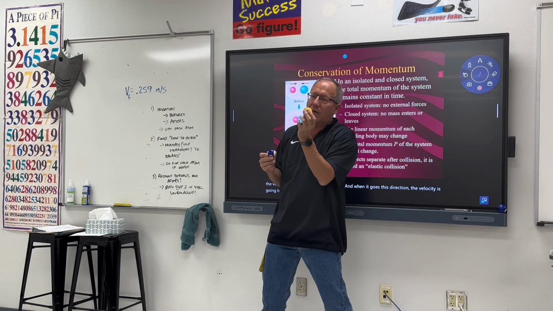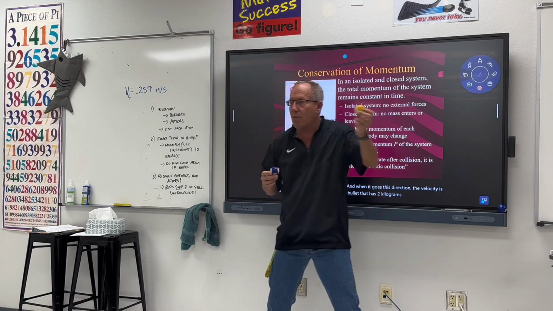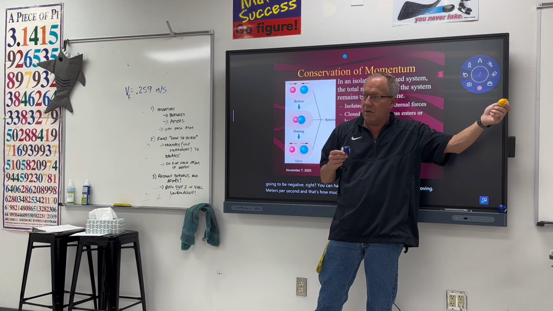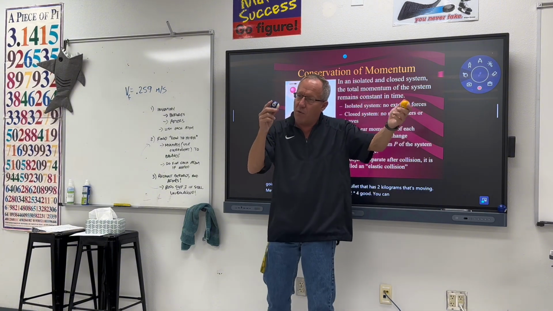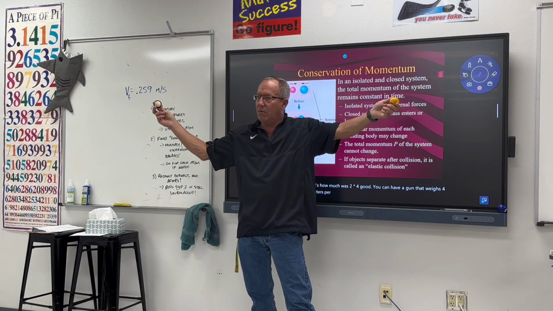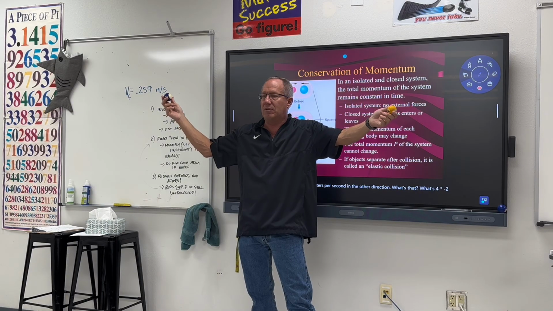You can have a bullet that has 2 kilograms that's moving 4 meters per second, and that's how much? What's 2 times 4? 8. Good. You can have a gun that weighs 4 kilograms and moves negative 2 meters per second in the other direction. What's 4 times negative 2? Negative 8. What's negative 8 plus positive 8? 0, isn't it? Okay, so momentum is conserved.